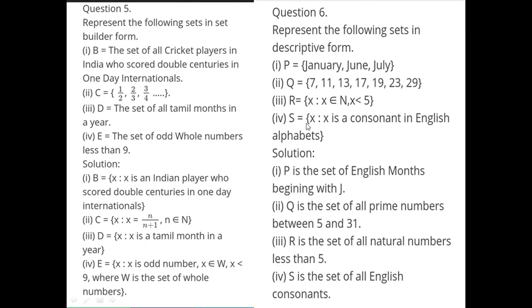And fourth, S is equal to set of X such that X is a consonant in the English alphabet. What is a consonant? All the letters other than the vowels are called consonants. Okay. S is the set of all English consonants. Okay, this is how we write in the descriptive form.